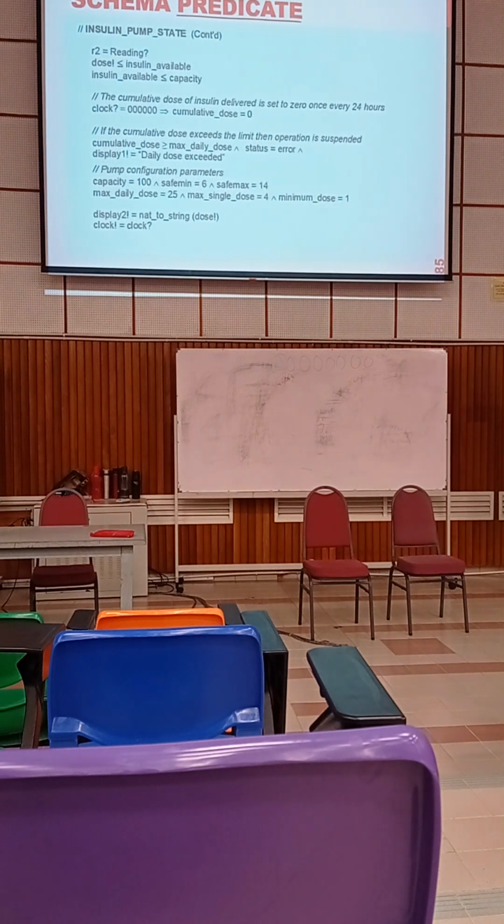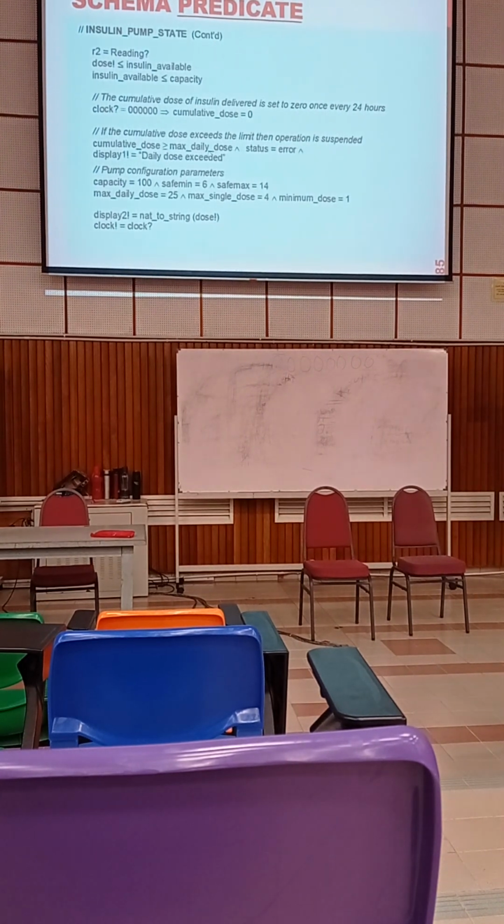You can make sure you don't give more than the maximum per day. You understand or not? It cannot exceed the maximum. Then the cumulative dose cannot exceed the maximum daily dose, and the status equals error and display daily dose exceeded. So when this goes wrong, an error message will be displayed. When you attempt to give more than the maximum dose, an error message will be displayed.